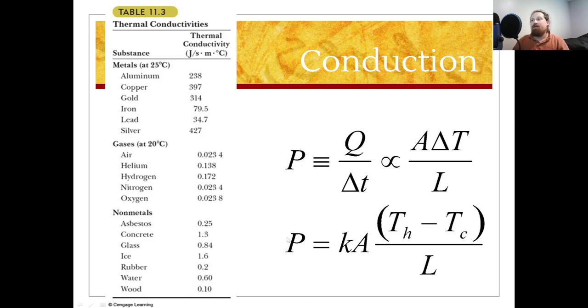So capital P here is power, and it's still measured in watts like it was before. 1 watt equals 1 joule per second. So 1 watt of thermal power means that 1 joule of heat is transferring through an object every 1 second. I use the term thermal power just there.